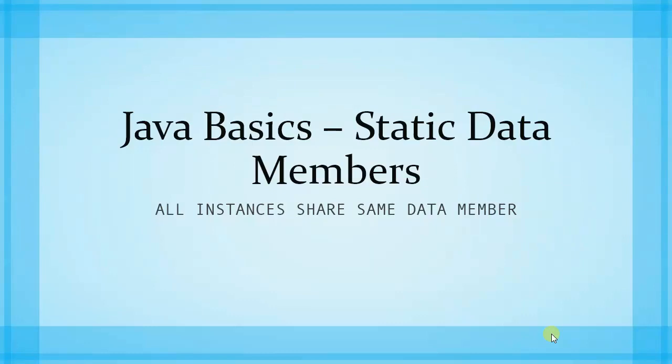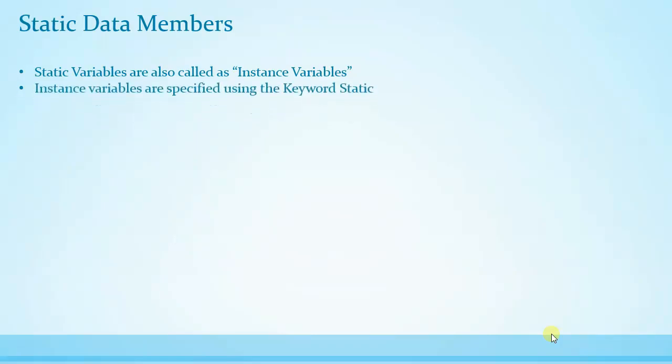Hello, in this video we will see how static data members work in Java. Static data members are also called instance members and they share the same memory location. As already told, static data members are also called instance variables, so they are specified using the keyword static.